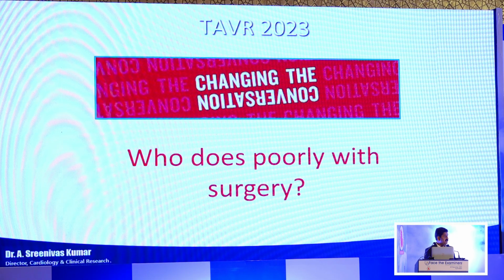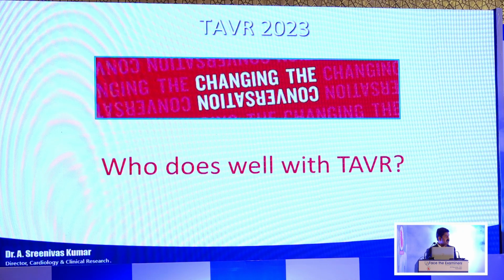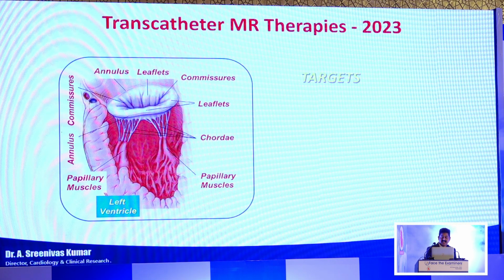So in this 2023, what we are now seeing is, we are not bothered which patient is high risk or low risk for surgery, who does poorly with surgery or not, we are not interested. What we are interested in is who will do well with TAVR. Does the patient have any contraindications to TAVR? That's what we need to check. If there is nothing, then we offer TAVR even in low risk patients. That's about aortic valve therapy.